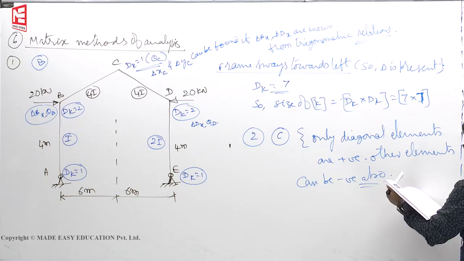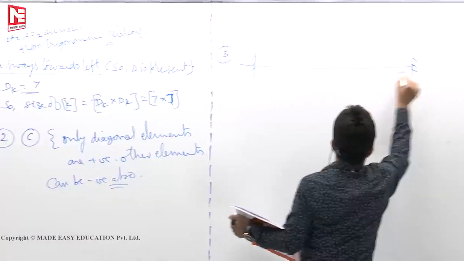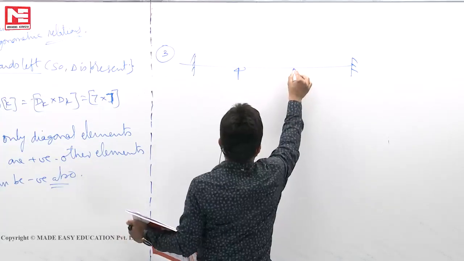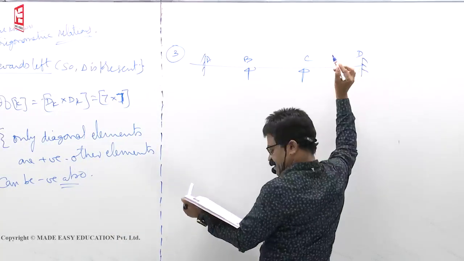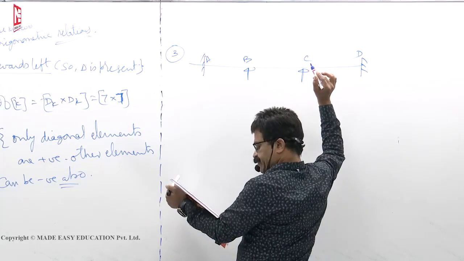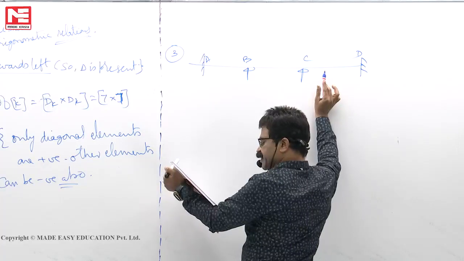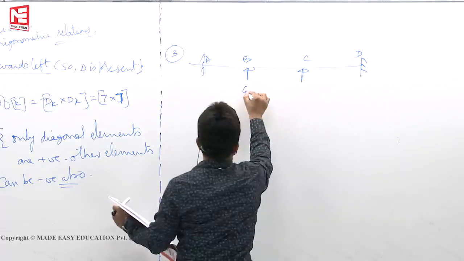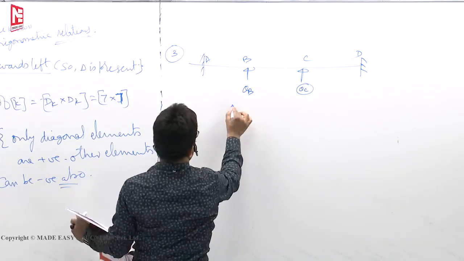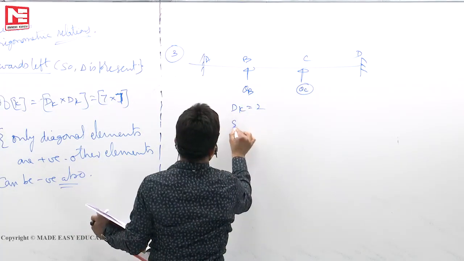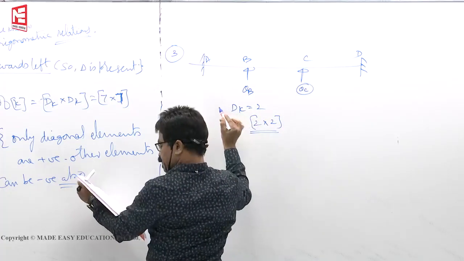3-span continuous beam fixed at its ends, 1, 2, 3. 3-span continuous beam fixed at its ends and supported by 2 rigid supports in between. Order of reduced stiffness matrix for this beam. Theta B, theta C, 2 by 2 matrix. So dk is equal to 2. So third question is C.